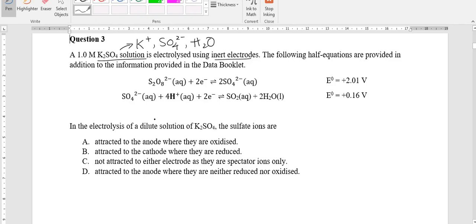I mean, you can argue that some water self-ionizes into H plus and OH minus ions, but the amount is not going to be enough for it to participate in this equation. So even though two equations are provided for SO4 2 minus, you can't actually use the second one. So H plus is not present.